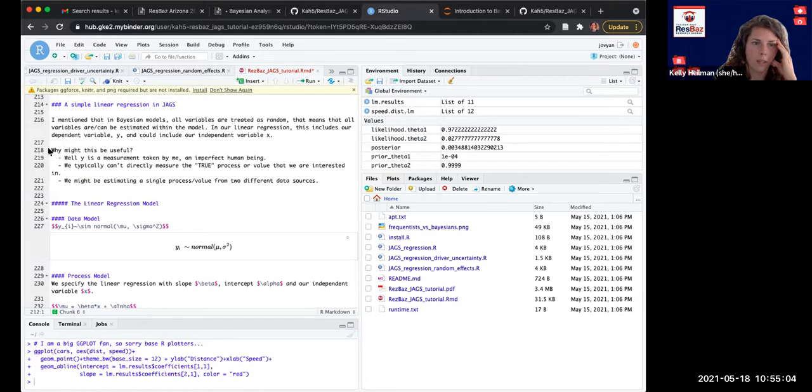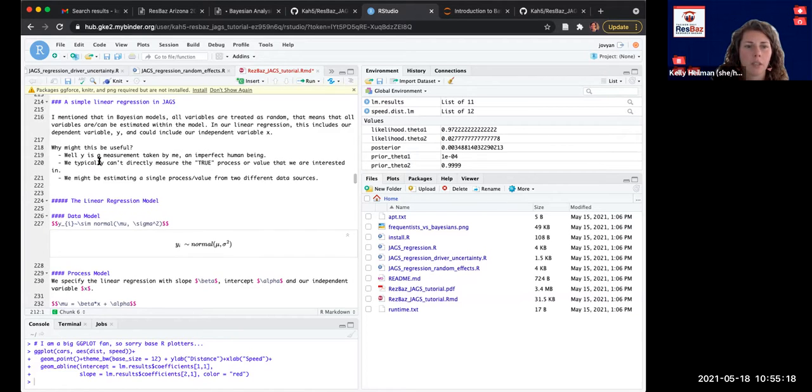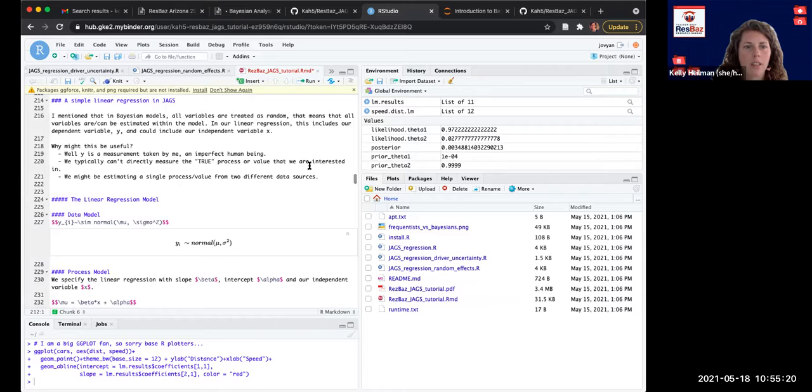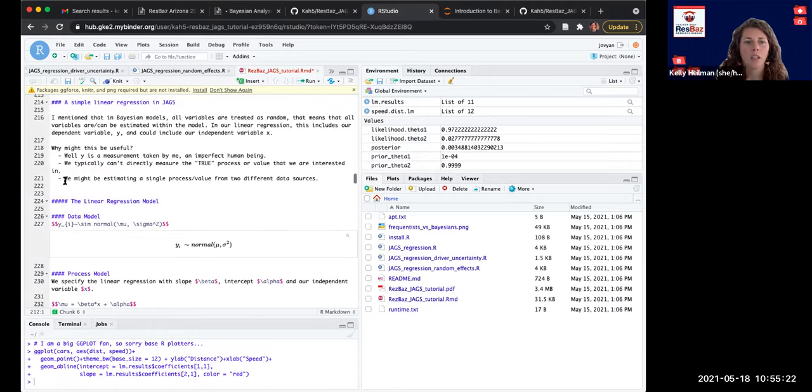And so why might this be useful? Y is a measurement that's taken by me, and I'm an imperfect human being. I can't always measure things as precisely as I would like to. We often can't directly measure the true process. And alternatively, we might be estimating a single process or value from two different data sources. That's another reason to try and account for data uncertainty.